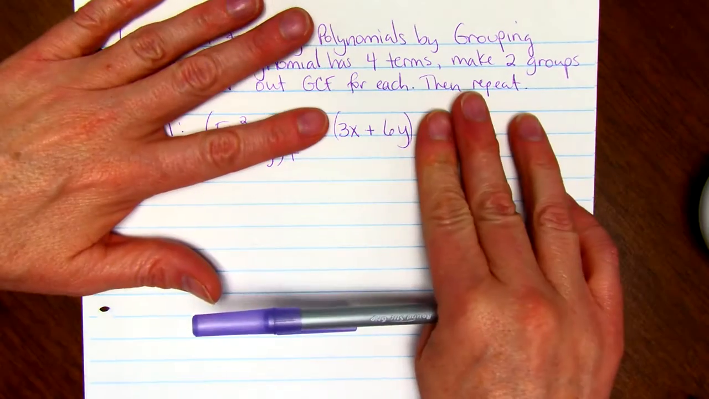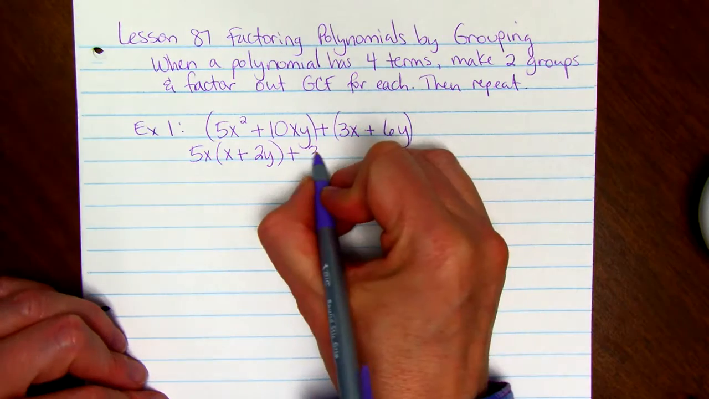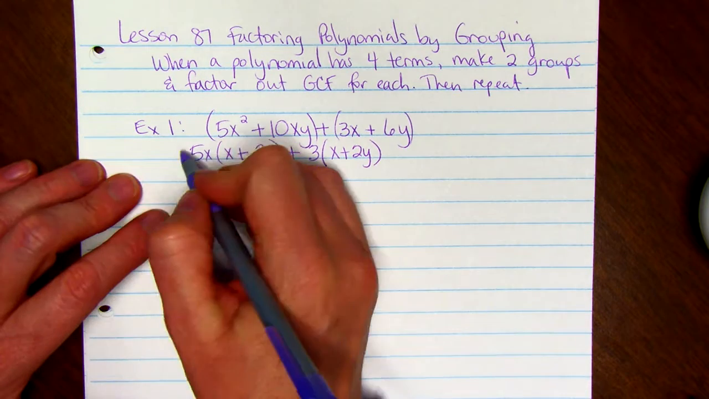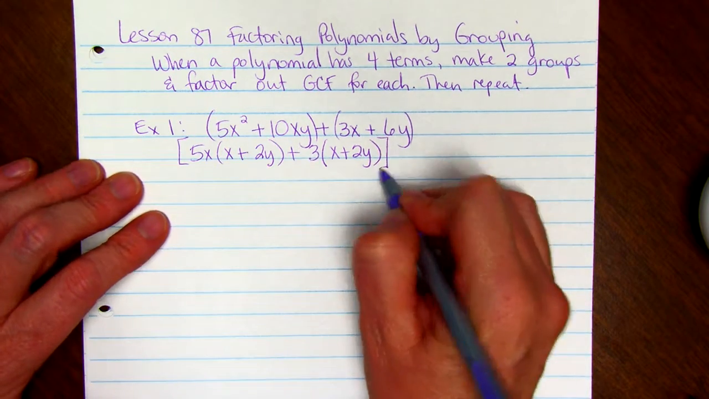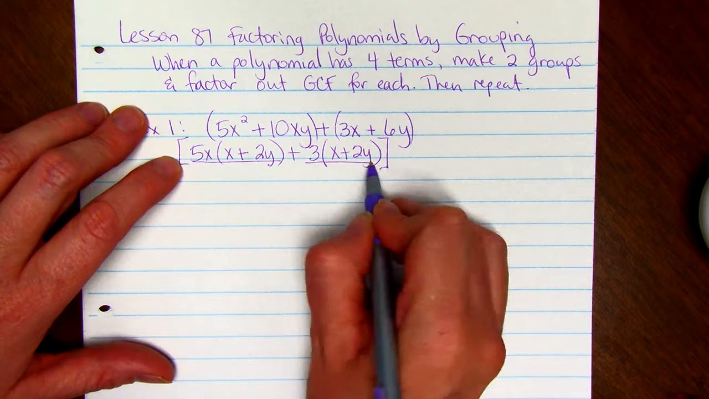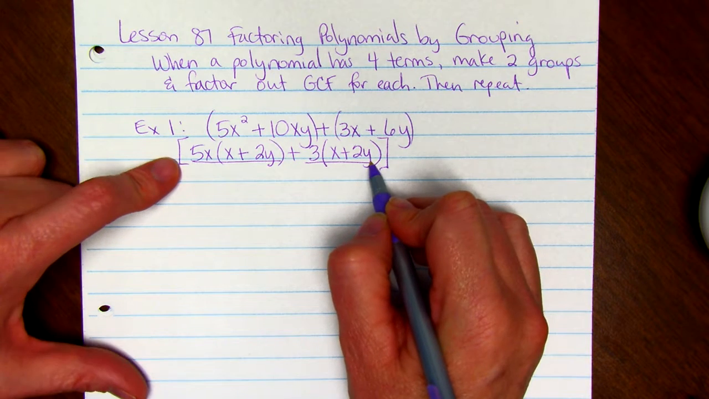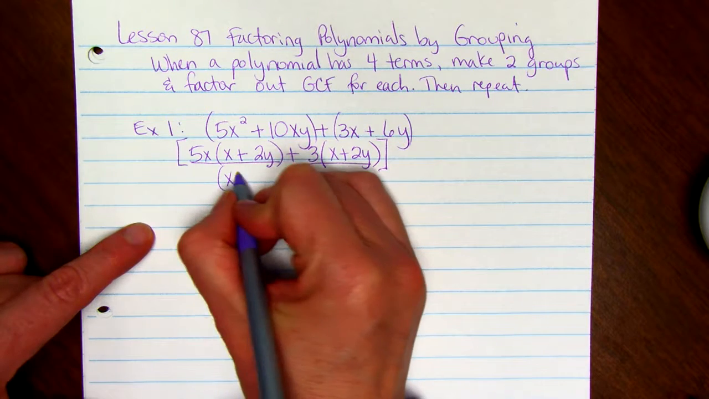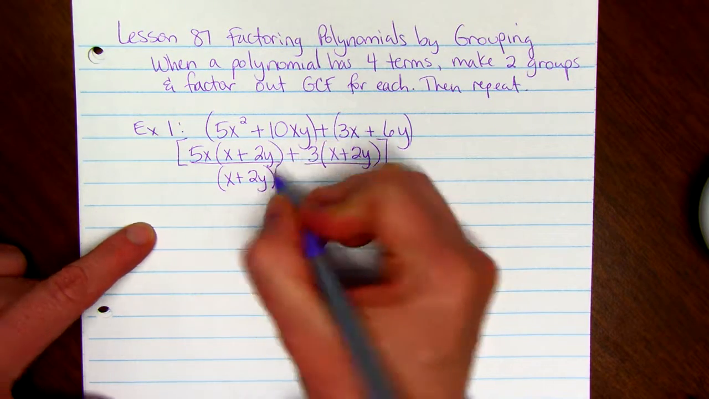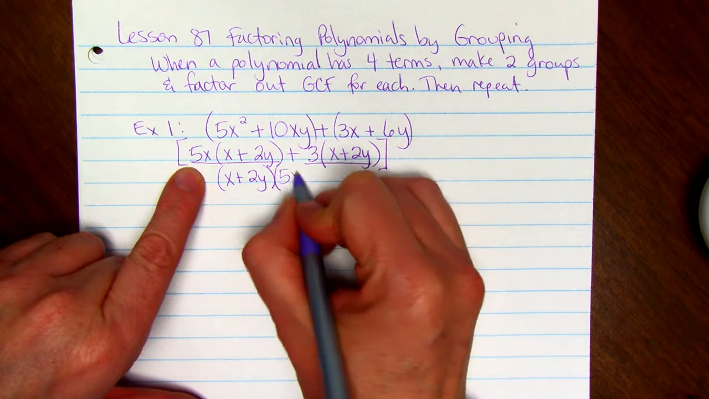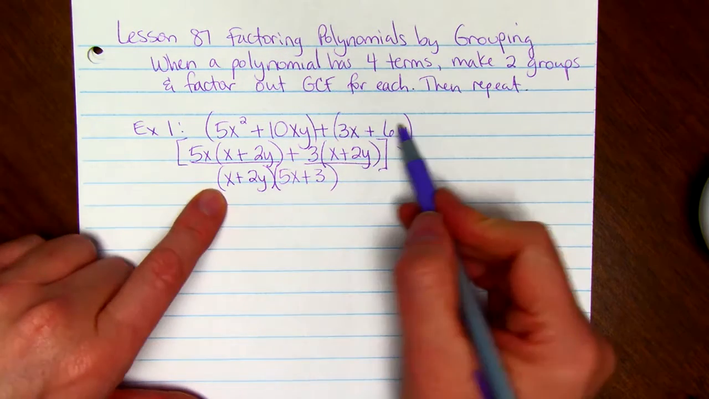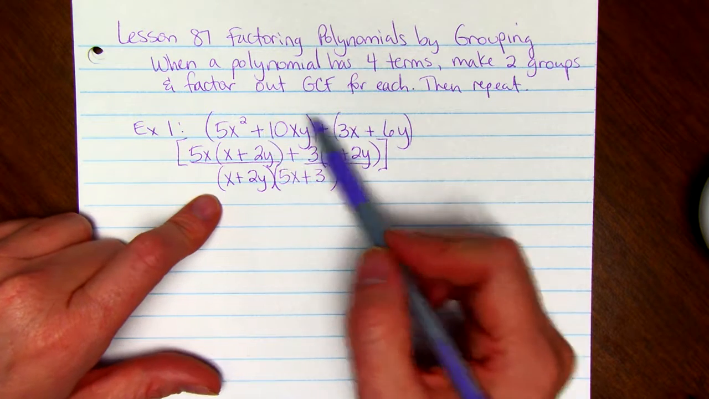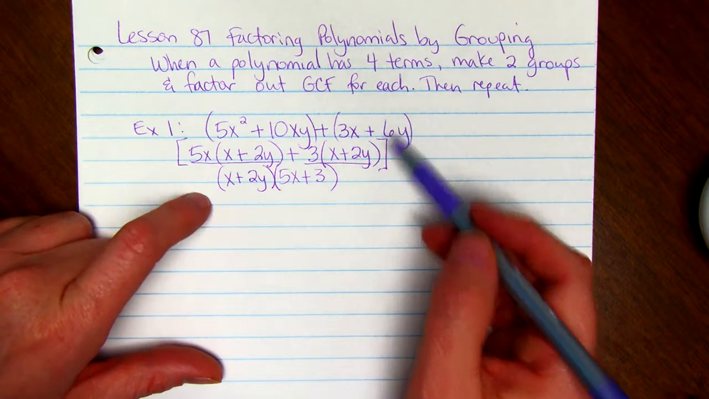Plus, then I'm only looking at the second one. I'm going to factor out a 3. And I have x plus 2y. Now I have 2 terms, so this term and this term, and we need to factor again. So they both have an x plus 2y, so we'll pull that out, x plus 2y, and we're left with 5x plus 3. So this is our 4-termed polynomial factored.